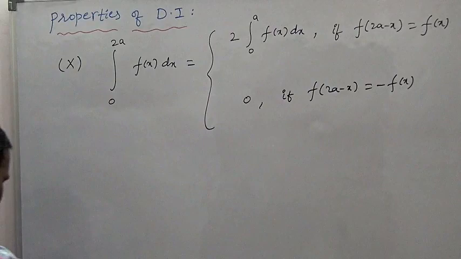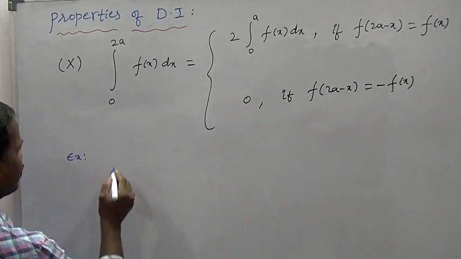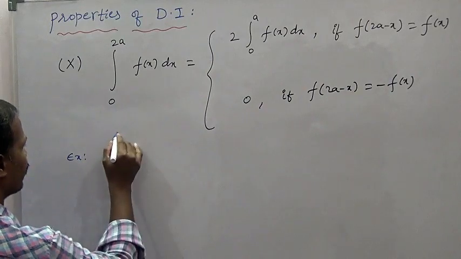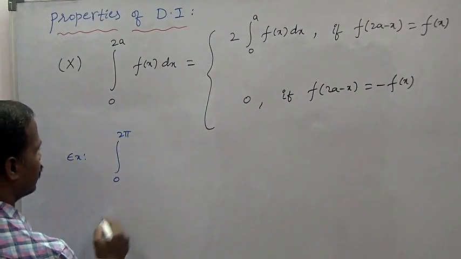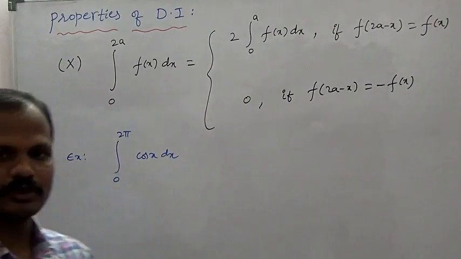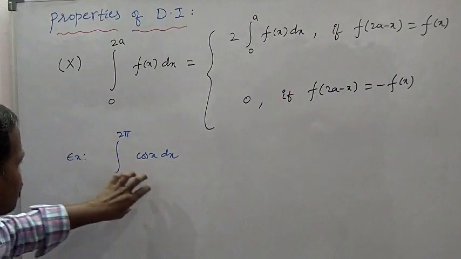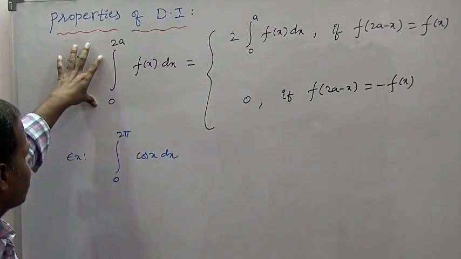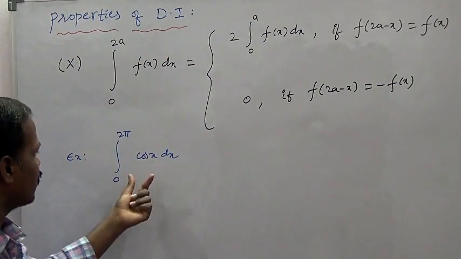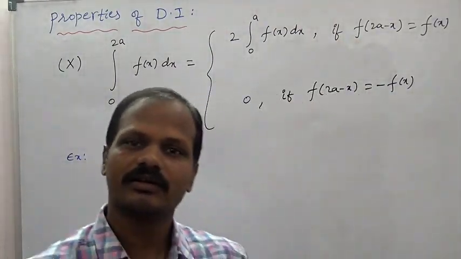So, I will give one example regarding this property. Find the integral from 0 to 2 pi of cos x dx. Now what we see, this problem is like this property, yes or no? Integral 0 to 2a, so integral 0 to 2 pi. Now what we have to do, first of all, we have to check this property, f of 2a minus x equal to whether f of x or minus f of x.